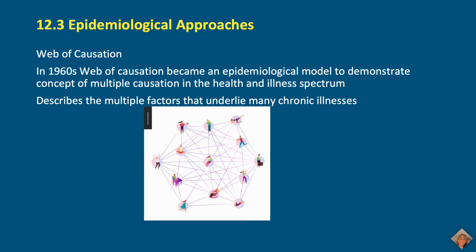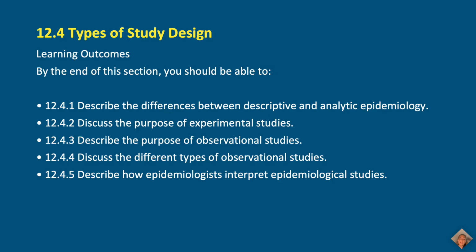So here we're looking at this web of causation. In 1960, the web of causation became this epidemiological model to demonstrate this concept of multiple causation in the health and illness spectrum. This is describing all the different factors that are related and may underlie chronic disease.